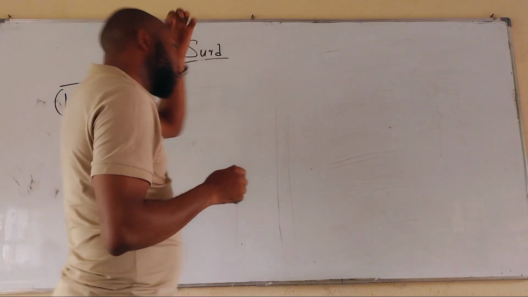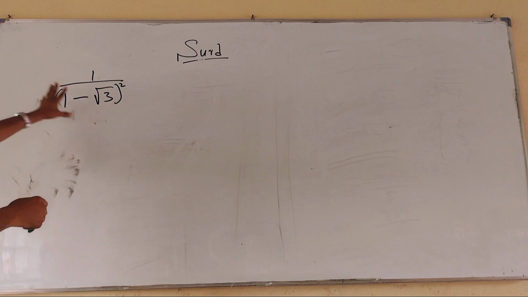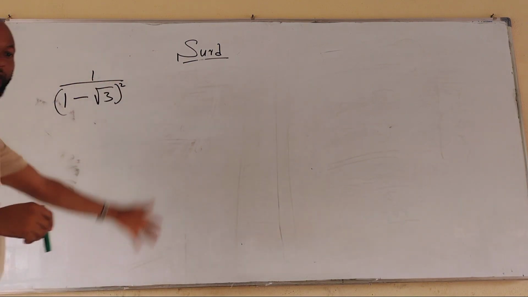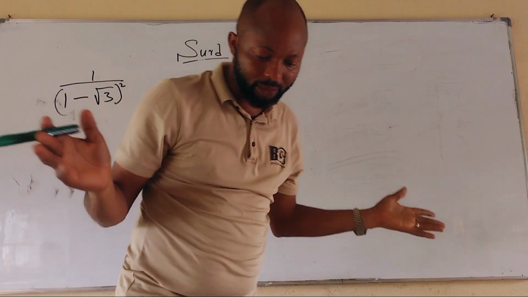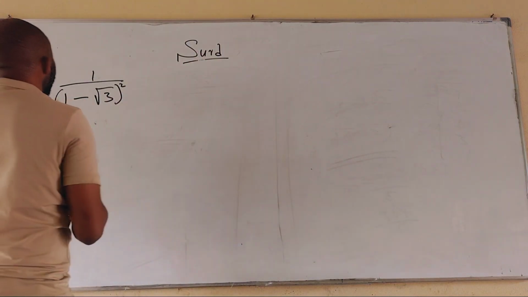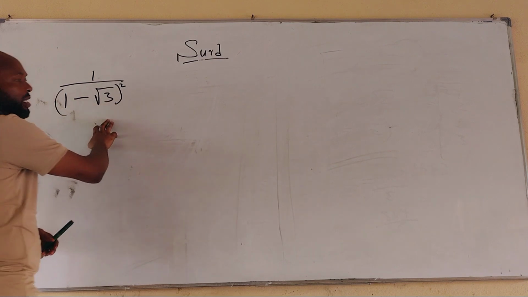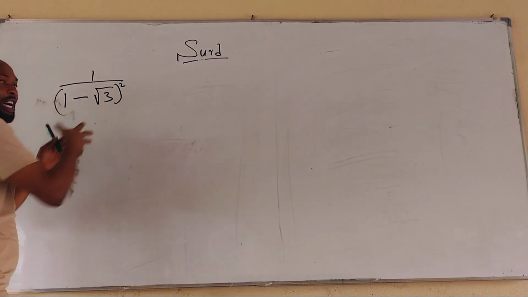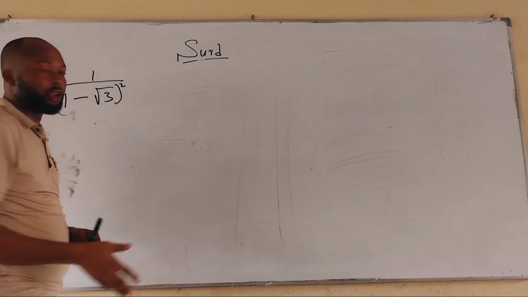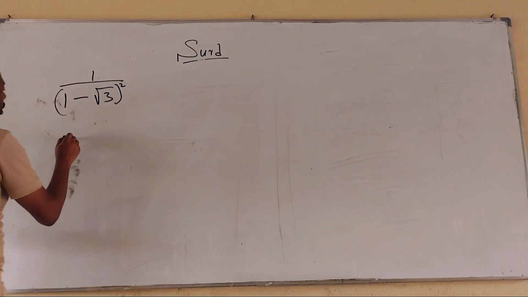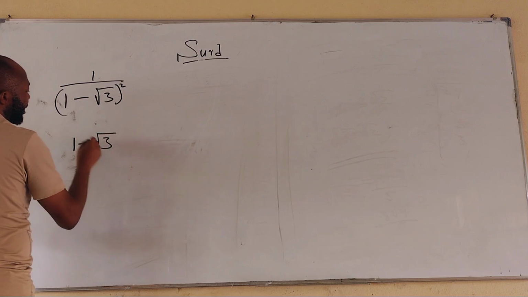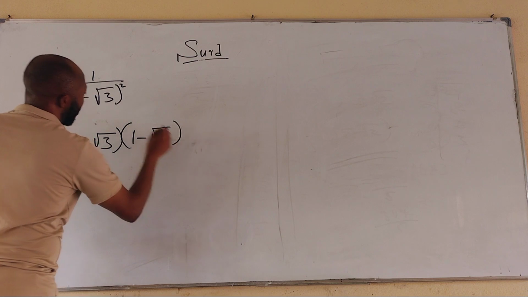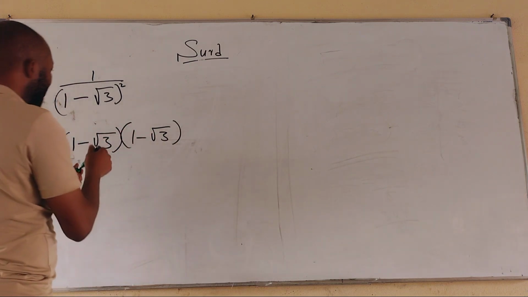Normally, if not for the square sign, we are just supposed to rationalize this by using the conjugate and we proceed. Let's be certain: 1 minus root 3 all squared. For us to solve this, it means that 1 minus root 3 is in two places. So let me simplify that first before we move further. By simplifying that, I have 1 minus root 3 times 1 minus root 3. I want to expand this to simplify it.